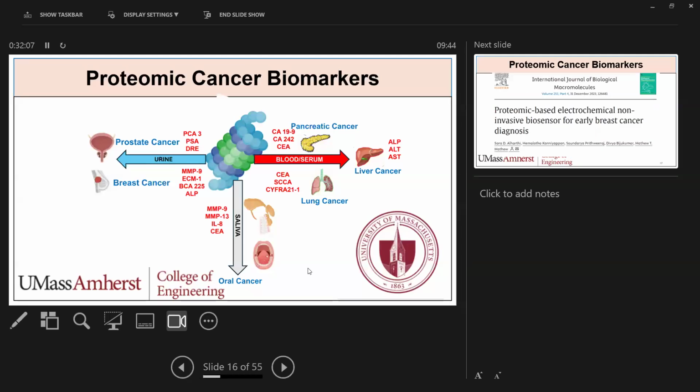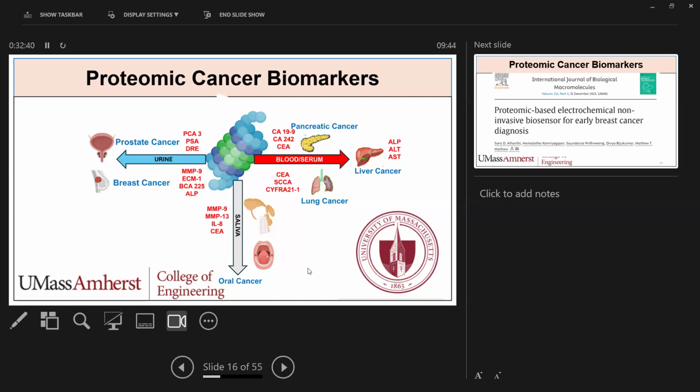As I mentioned, proteomic biomarkers, protein biomarkers, are nothing but proteins which are responsible for that type of marker, where the levels of those particular proteins are elevated in different biological fluids if there is a chance of that particular cancer. For example, breast cancer. If there is breast cancer, you can say these proteins like MMP9, ECM, BCA225, ALP, and there is one more specific to breast cancer, haptoglobin.